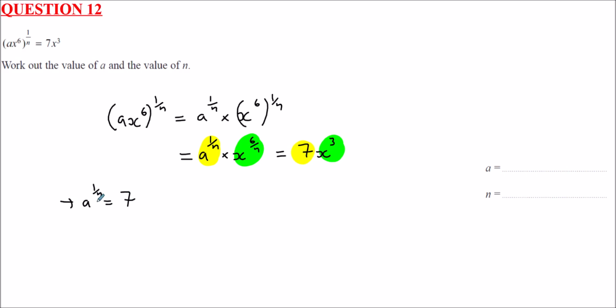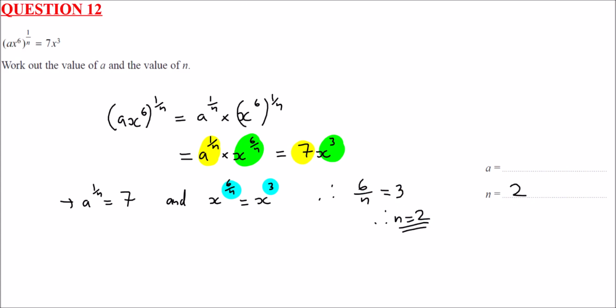So I don't know a or n, so that's no use to me. But this other one here is. I don't know what x is, but just focusing on the powers, I've got one side is equal to the other. So what I can say is that this power 6 over n must be the same as 3. So therefore 6 divided by n equals 3. What number, if I divide 6 into it, gives me 3? 6 divided by 2 works. So therefore n equals 2.